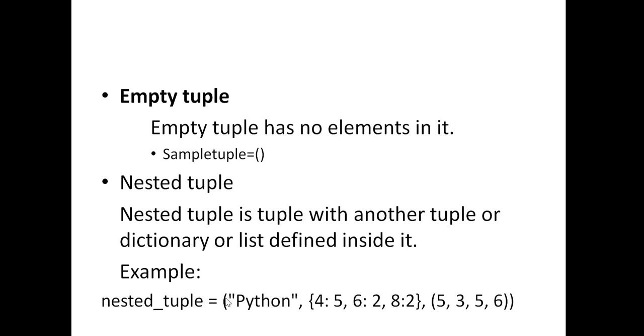Now, nested tuple. First there are 1, 2, and 3, a total of 3 elements. The first element is of string data type, the next element is a list, and the third element is another tuple. This type of tuple we define, we call it nested.